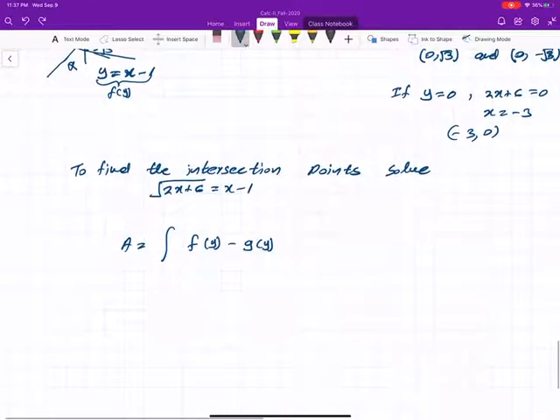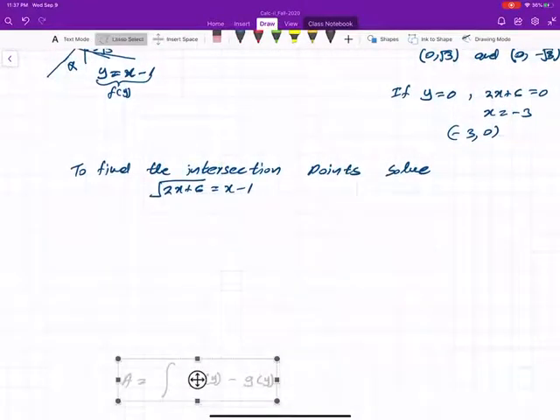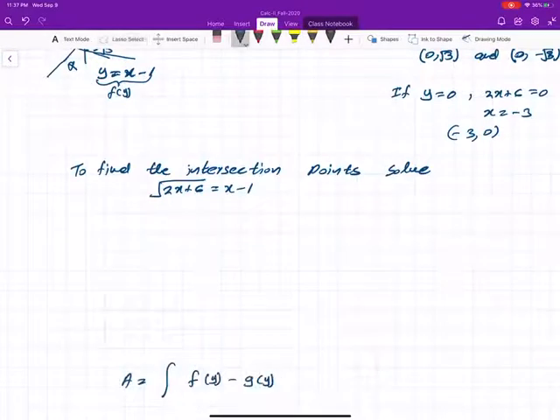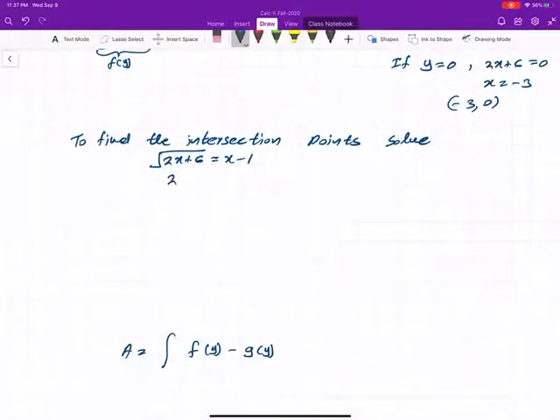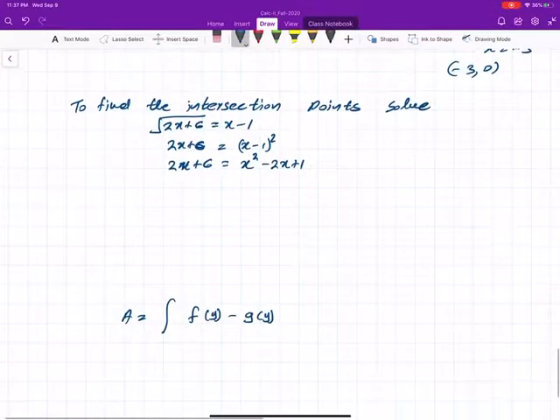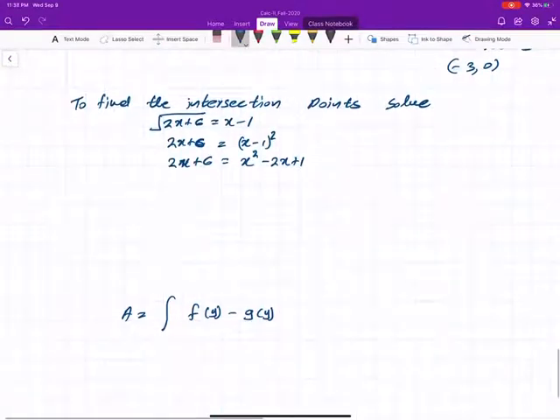Alright, now take this even further down. Now you're going to solve this for x. For that, first I square both sides. Then I get 2x plus 6 equals (x minus 1) square. So that is x square minus 2x plus 1, and this is 2x plus 6. Then I bring all the terms to the right hand side. So I have x square minus 2x plus 1 minus 2x plus 6 equals 0.